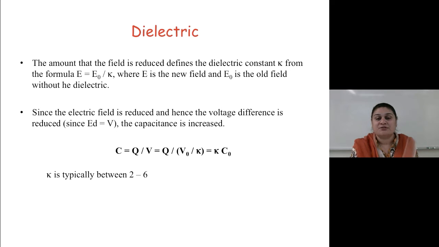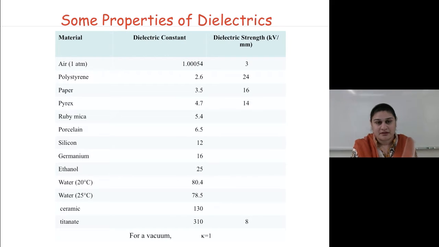Since the electric field is reduced and hence the voltage difference is reduced, the capacitance is increased. So C equals Q over V, which is Q over V naught over K, or K C naught. The typical value of K is between 2 and 6. So in a nutshell, capacitance increases and electric field decreases by the presence of dielectrics.